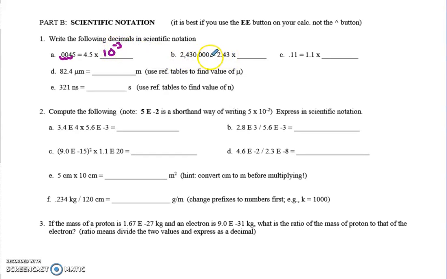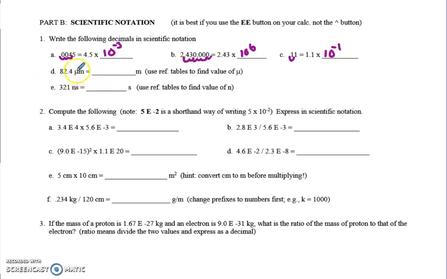This next one, the decimal place is here. This is greater than 1, and I'm moving it 1, 2, 3, 4, 5, 6 places to the left. I stop at the non-zero digit, and since I moved it 6 places to the left, this becomes positive, 10 to the positive 6. Here, we just need to move it over 1 place to the right, so this is 10 to the minus 1.